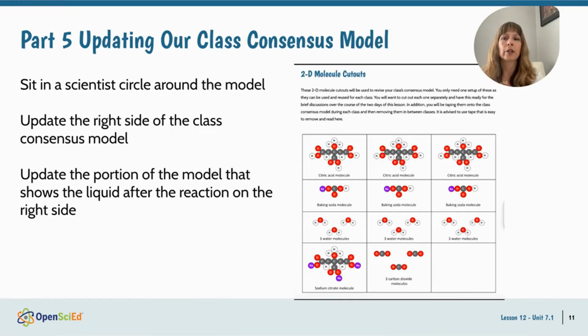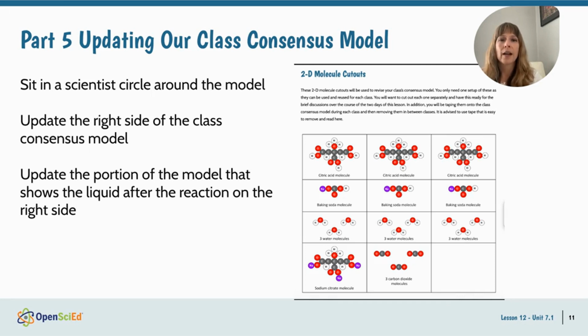In part 5, we're in day 2 of this lesson, and we're back to revisiting the consensus model that we discussed in part 2 after students have completed an assessment. You'll start by discussing some of the questions from that assessment, and students come up with the idea that we end with more water molecules than we started with. So we update the right side of the consensus model to replace what was there with 6 molecules of water.